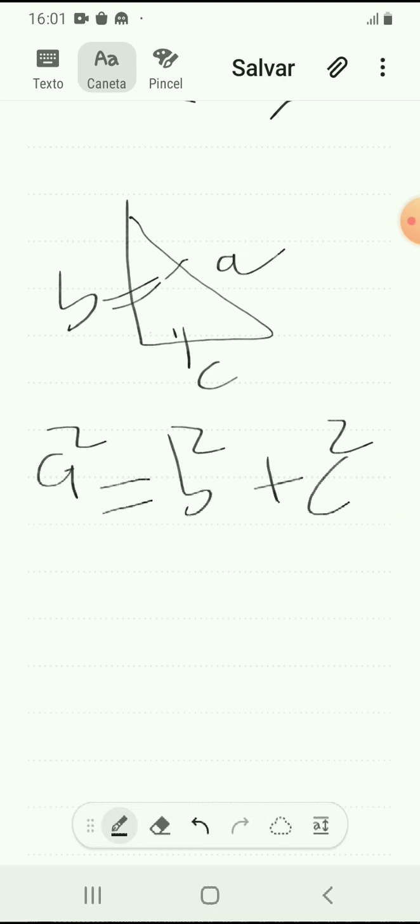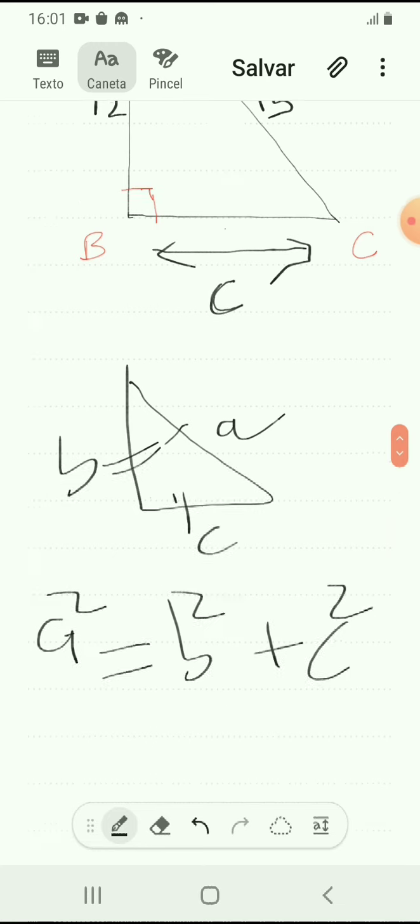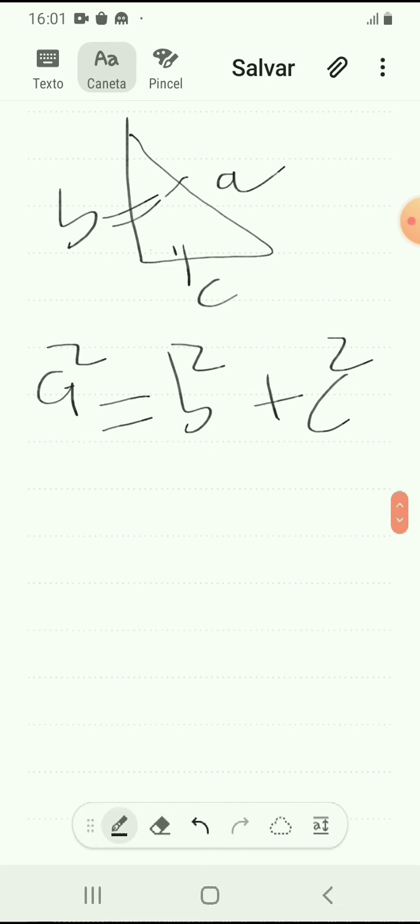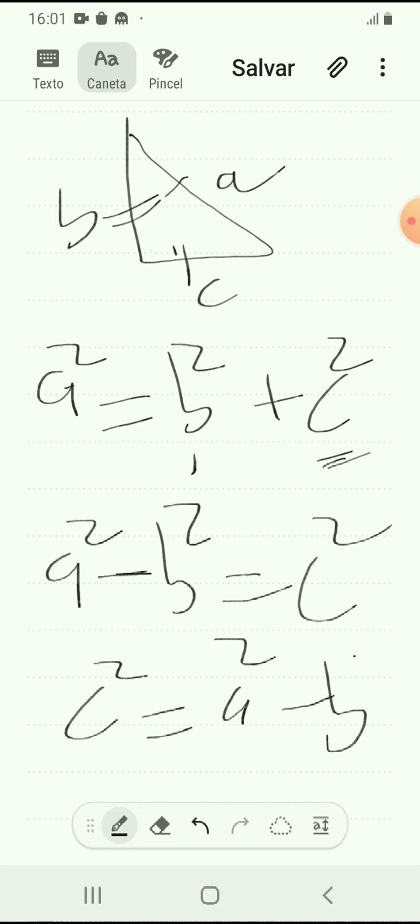Now I want to find one of the other sides, which is C, right? Let's say this one, C. We can put C here, right? So we have to move B from C because we want to find C. So it becomes A squared. B here is positive. When it goes the other side, it becomes negative. So C squared is A squared, the longest side, minus B squared, the other side. So I hope you understood.